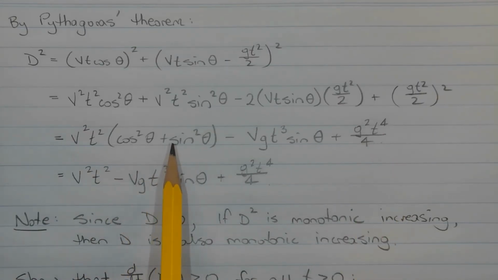Now cos squared theta plus sin squared theta is the Pythagorean trigonometric identity equal to 1. So d squared simplifies to v squared t squared minus vgt cubed sin theta plus g squared t to the power of 4 over 4. Now d represents a distance, which means it can't be negative. And since the distance d is greater than or equal to 0, if d squared, in other words this expression here, is monotonic increasing, then d itself is also monotonic increasing.